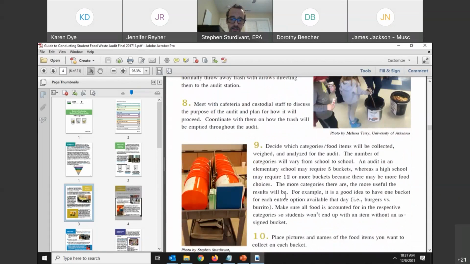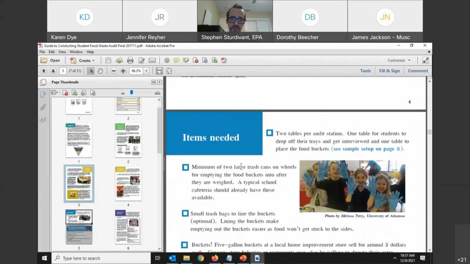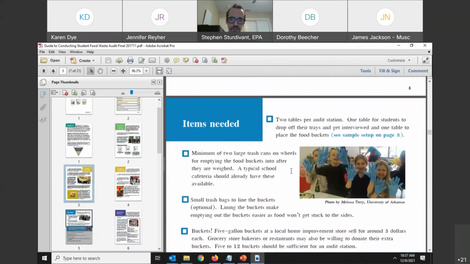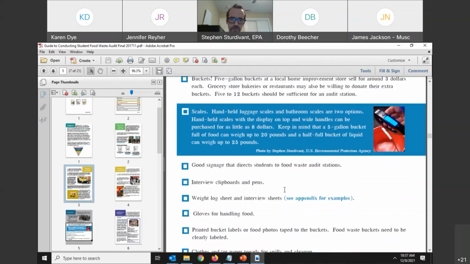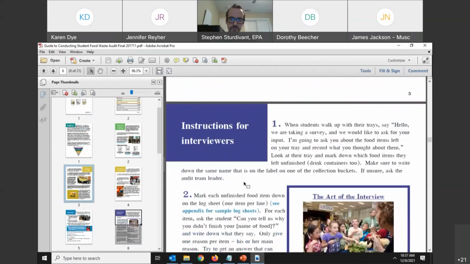The more buckets, the better, I say. Here's just a quick list of the items needed. Get your gloves, your weigh scale, your clipboards, things like that.